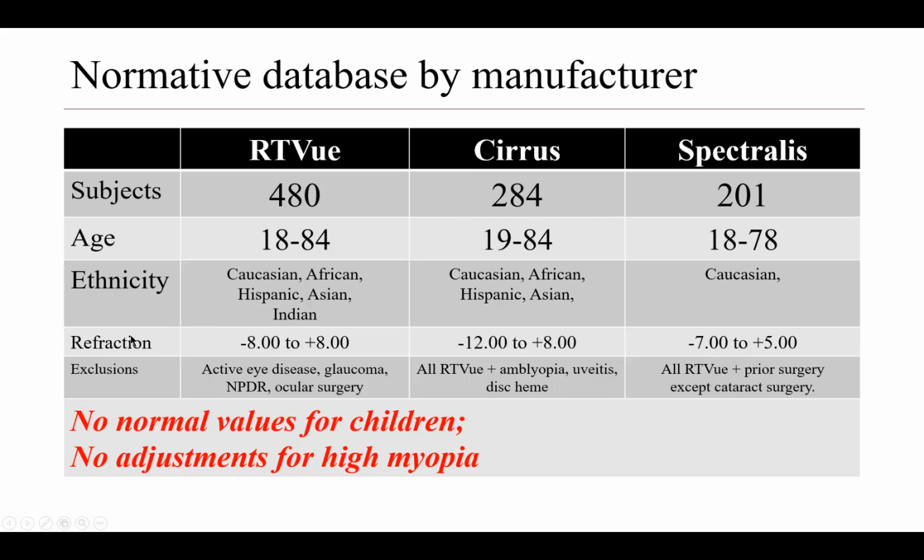Most importantly, these normative values are based on adult populations, and so there are no normal values for children under the age of 18. We also know that myopes have a variety of anatomical anomalies, and thus these normative values are not adjusted for high myopia.